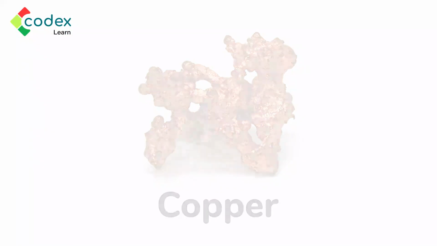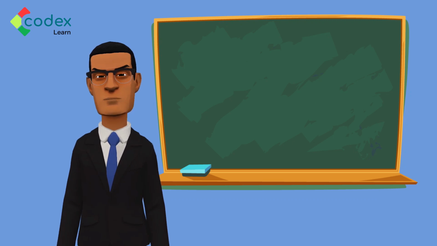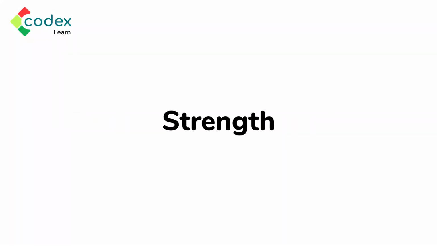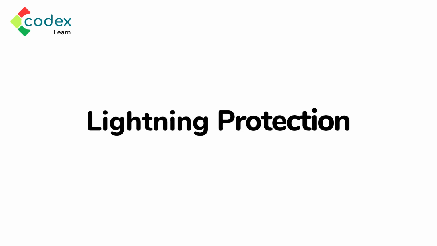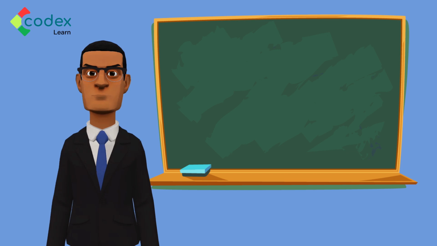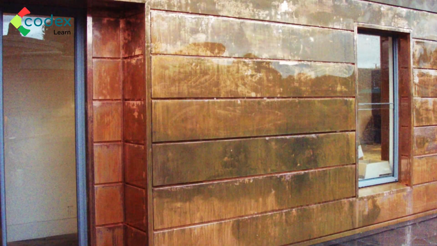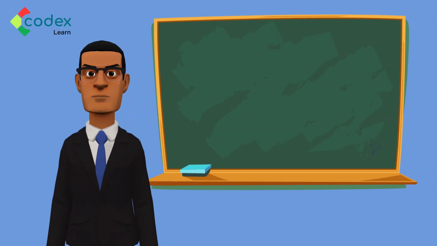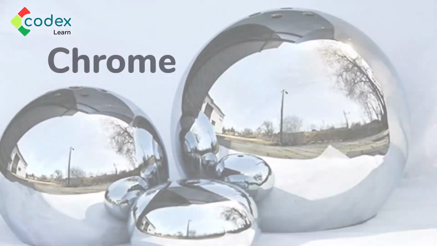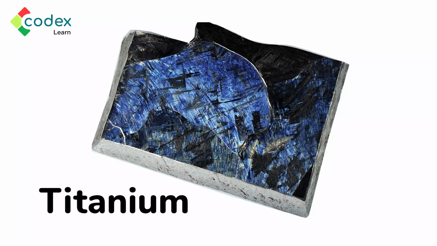Copper is a highly valued building material because of its advantageous properties. These include resistance to corrosion, strength, lightweight, lightning protection, and a wide range of other uses. Copper is used in roofing, gutters, vaults, wall cladding, building expansion joints, and indoor design elements. Other metals used include chrome, gold, silver, and titanium.